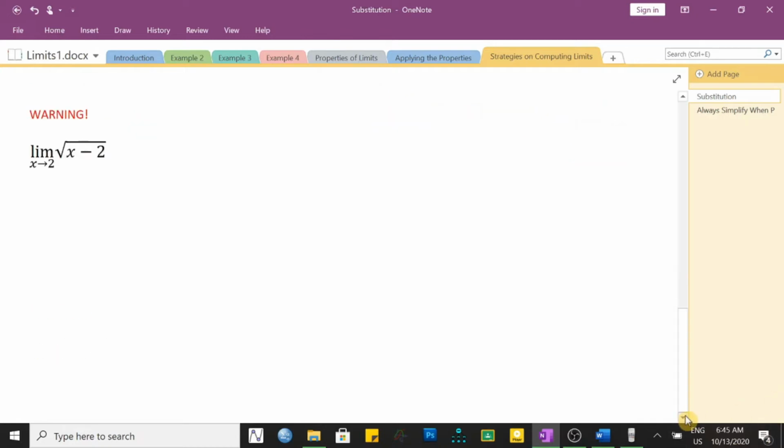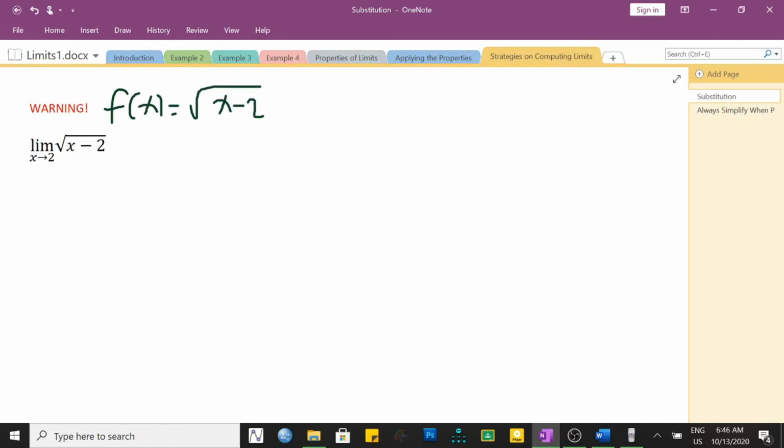Just a warning though, I am reiterating this because substitution is not always applicable. Take, for instance, this example. We have limit of square root of x minus 2 as x approaches 2. We might say that the limit is the value of that function as x approaches 2. What is the value of the function? So our function here, say f of x is square root of x minus 2. Now we want to compute the limit of that function as x approaches 2. So we may say that the value is f of 2. If this exists, that is already the limit, we might say.